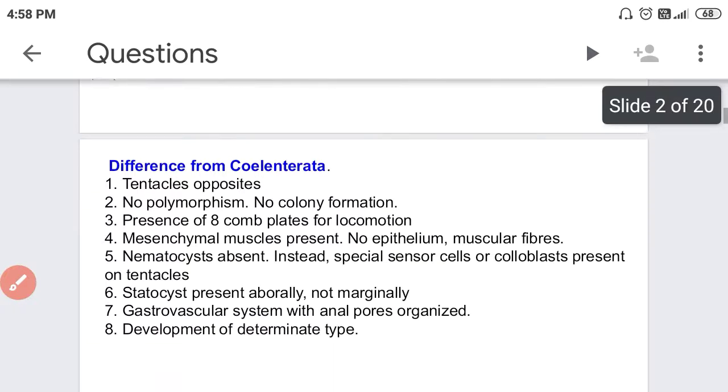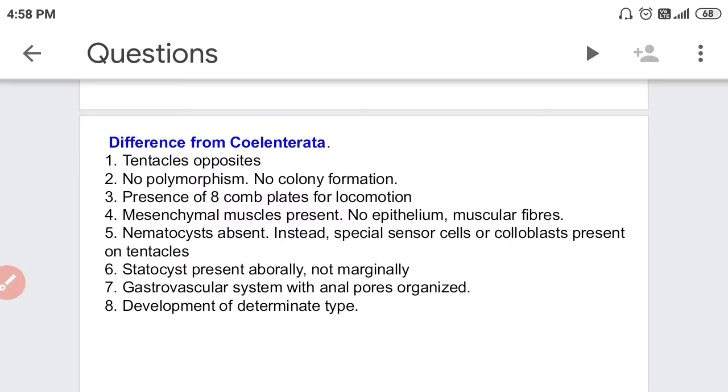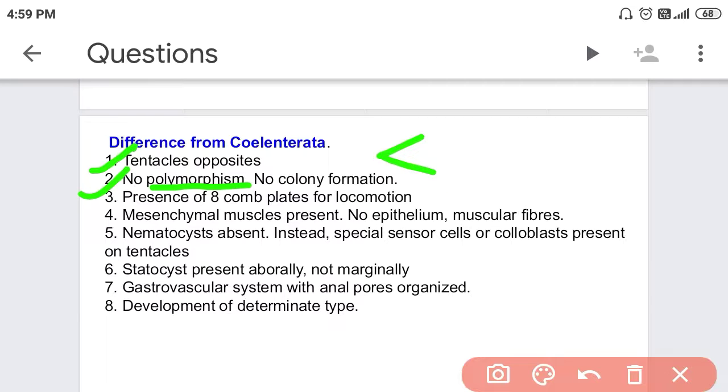Before proceeding to the second question, let's see some other differences between Ctenophora and Coelenterata. The first is the tentacle, meaning the position of the tentacle in Ctenophora is just opposite of what it is in Coelenterata. Second, in Ctenophora, polymorphism is absent. Polymorphism means occurrence of an organism in more than one form, as in Obelia, which shows polyp and medusa stage.